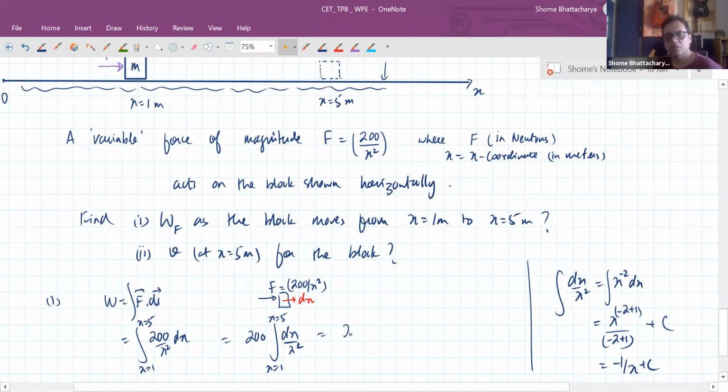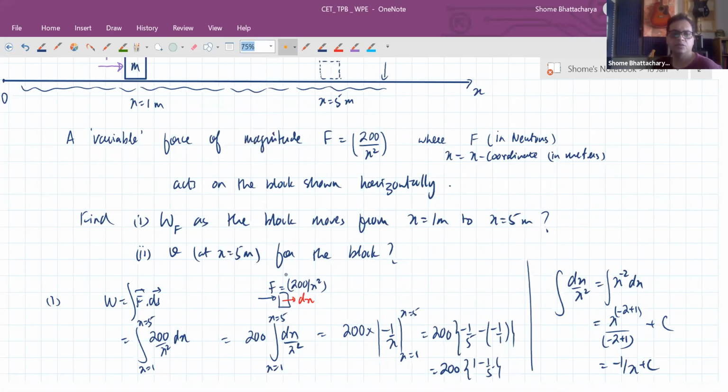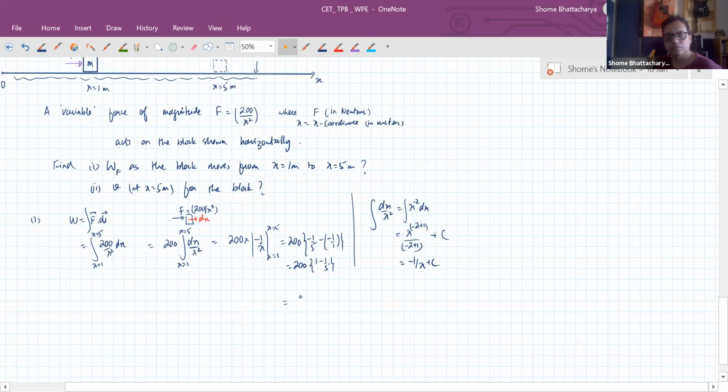So this will become 200 into minus 1 by x, limits 1 to 5. So that is 200 into minus 1 by 5 minus of minus 1. So that will become 200 into 1 minus 1 by 5. So 4/5 of 200, that will be the work done in joules. That's 160 joules. That is the work done by the force F.